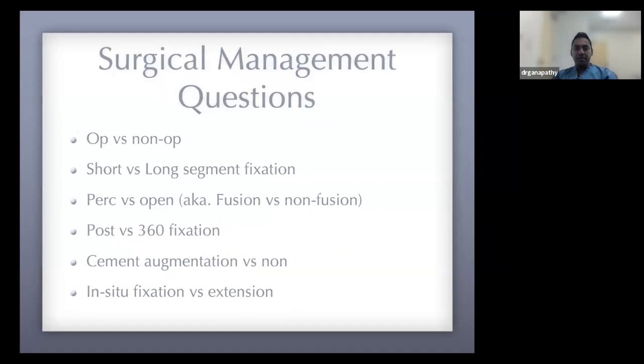The questions that often come up with management is, apart from operative versus non-operative, do you go long? How many levels do you go? Do you do it percutaneously? Do you open it?